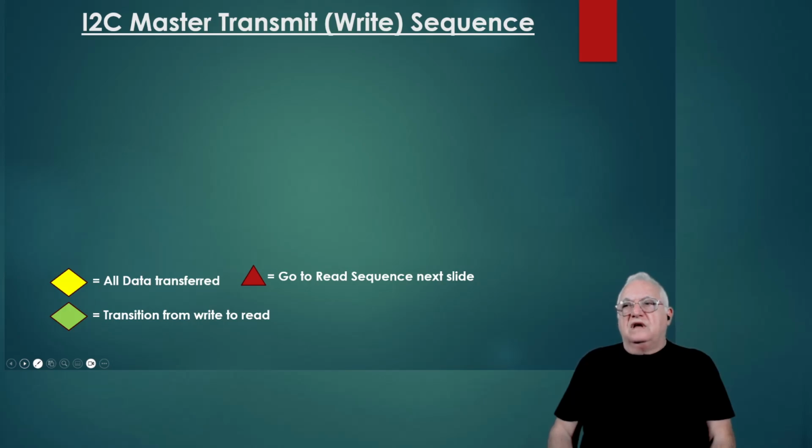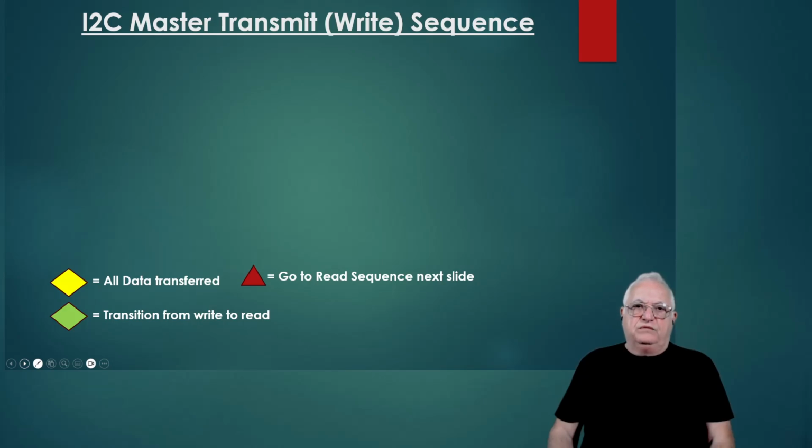Now let's look at the different transactions that can happen on the I2C. So basically we'll have a write and a read. A write is when the master sends data to the slave. A read is when the slave sends data to the master.